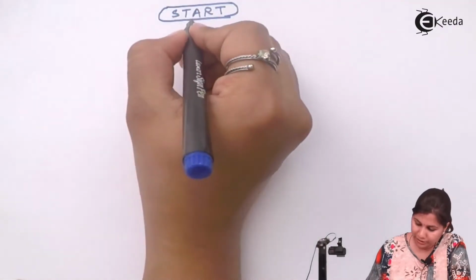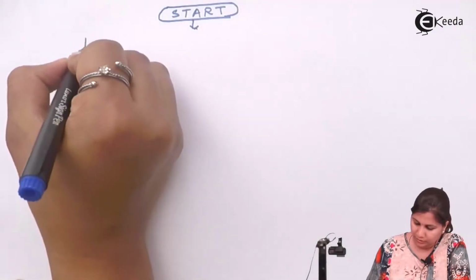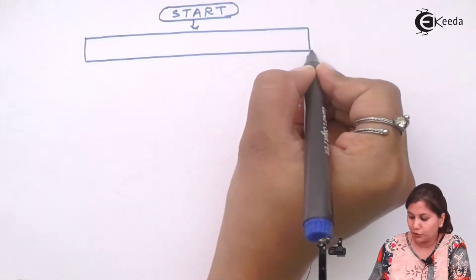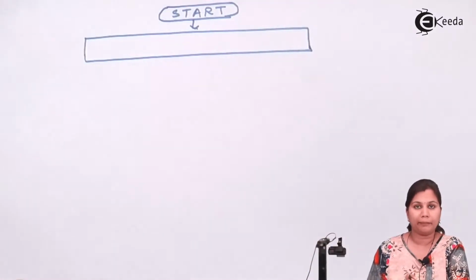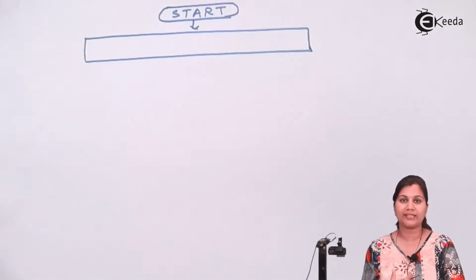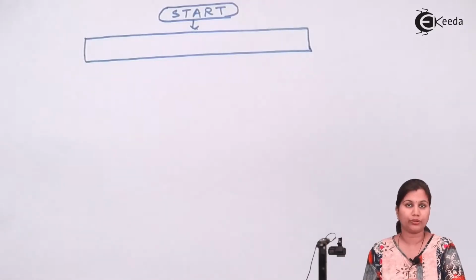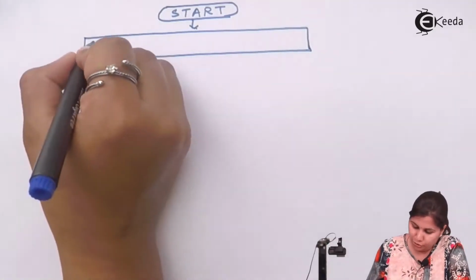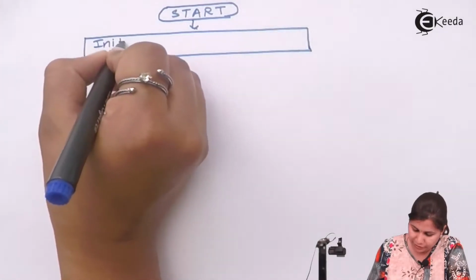Okay, after start, you can see that in the steps, our first step was to initialize the memory pointers R0 and R1 registers, and also initializing the count value in the R2 register. That means 10 numbers we are transferring. So initialization will be our first step.